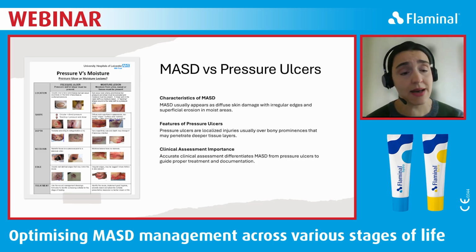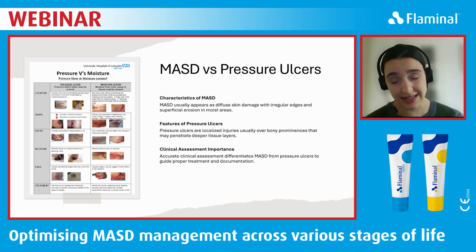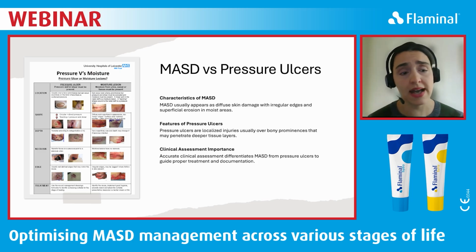And so really, misclassification can lead to incorrect treatment plans and affect reporting accuracy. And so this document provides guidance on distinguishing between these conditions through clinical assessment and highlighting the key visual and anatomical differences. And accurate identification ensures that patients receive the most effective interventions, and the healthcare providers maintain compliance with the documentation standards.